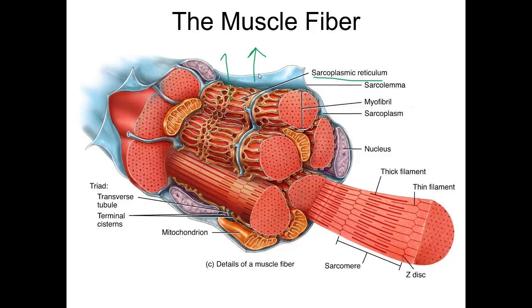This is the nucleus. You have mitochondria. You have the T-tubules right here. You have the thick filaments and the thin filaments. You have the Z discs right here and the Z line right here as well. And this unit right here is the sarcomere.